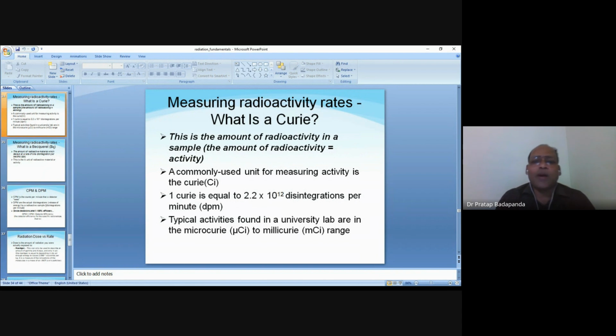This is the amount of radioactivity in a sample. The amount of radioactivity is equal to activity. A commonly used unit for measuring activity is the Curie, named after Sir Curie and Madame Curie. 1 Curie is equal to 2.2 times 10 to the 12 disintegrations per minute, DPM. Typical activity found in the university lab is in the microcurie and millicurie range.